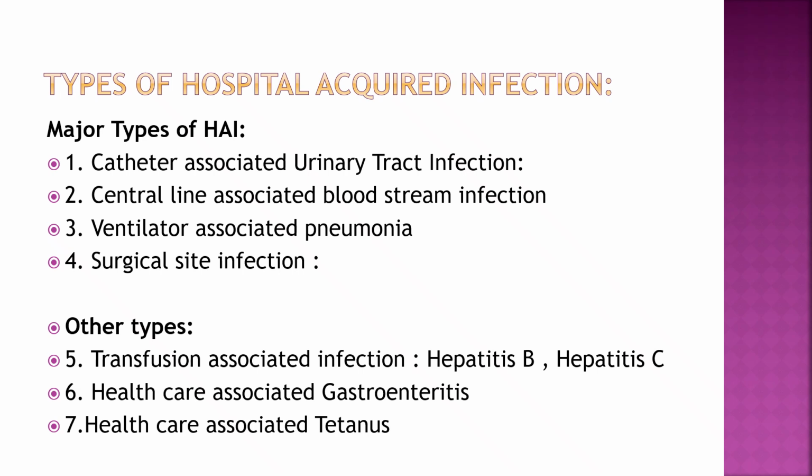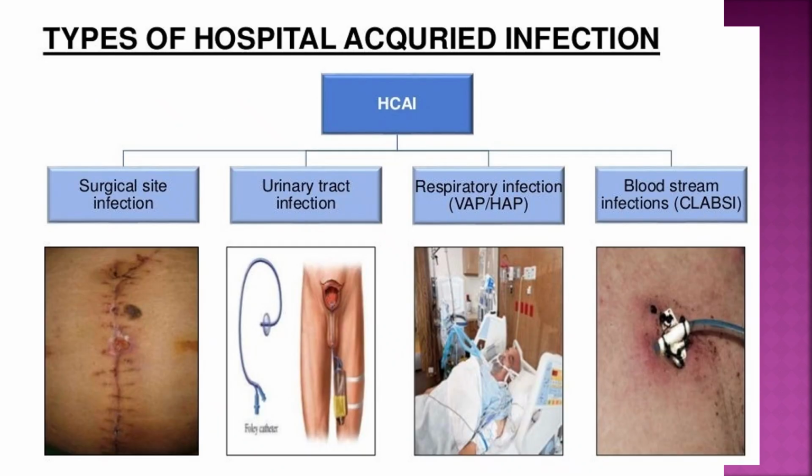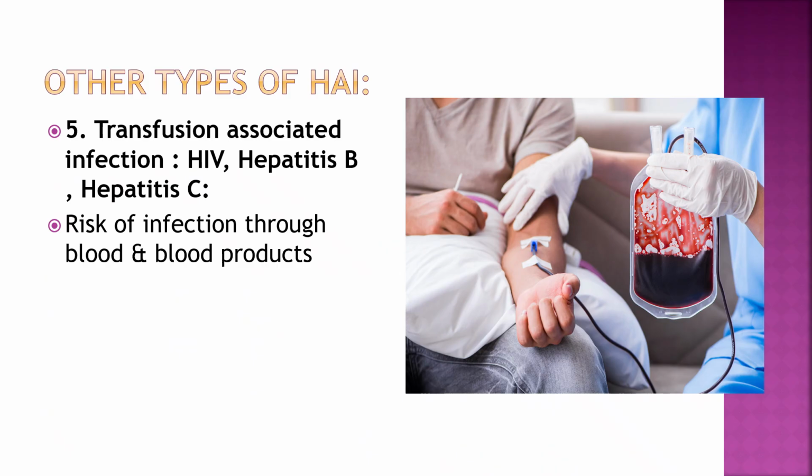Then we'll see types of hospital acquired infection. Here they are divided into major types and other types. Major types can be catheter associated urinary tract infection, central line associated bloodstream infection, ventilator associated pneumonia or surgical site infection. And then other types can be transfusion associated infection, healthcare associated gastroenteritis or healthcare associated tetanus. Other types of HAI, so transfusion associated infections like HIV, hepatitis B, hepatitis C, carry the risk of infection through blood and blood products.